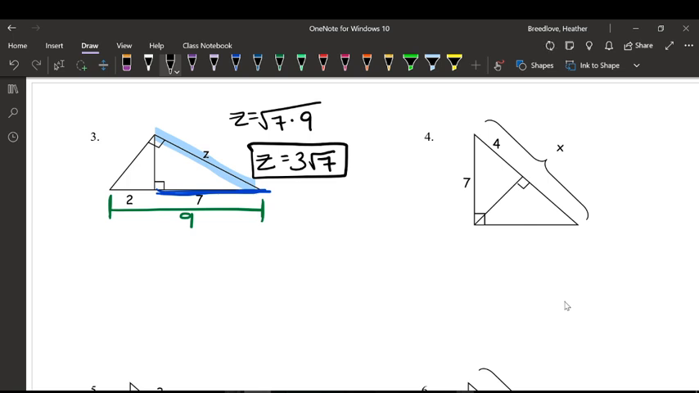Okay, the next one. Alright, so that leg of the large triangle is going to equal the geometric mean of the two pieces that it's touching.